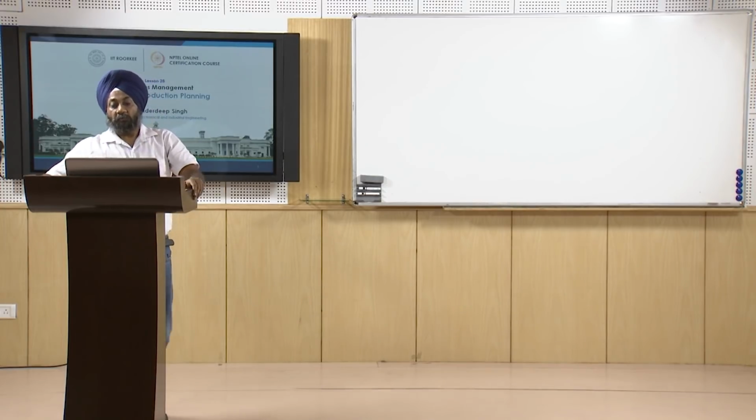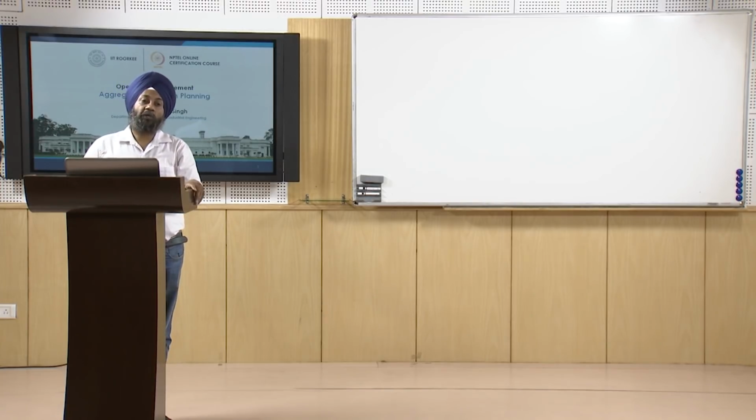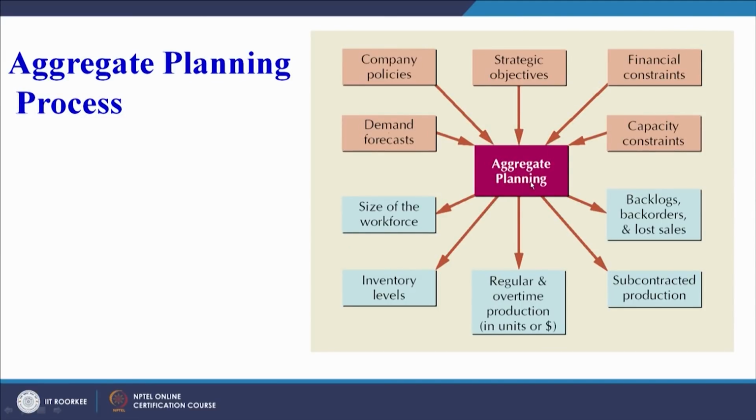So basically these are the two important inputs that are going to play a very important role in our aggregate production planning activity. The other things are also very important, but may not be playing a direct role in the aggregate production planning calculations. So company policies, strategic objectives and financial constraints are other important inputs, and when you understand the problem you will be able to appreciate these three inputs also when we are doing the aggregate production planning.